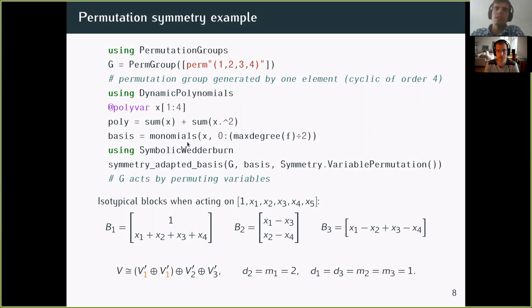And here we can decide how this group acts on the monomials of our basis. The action we choose is variable permutation, which means that each permutation acts on a monomial by just permuting the variables. So here, x1 is mapped to x2 and so on. And this polynomial, in fact, you can see that it's invariant under any permutation, but we will just study what happens if we exploit the fact that it's invariant under cyclic permutation.